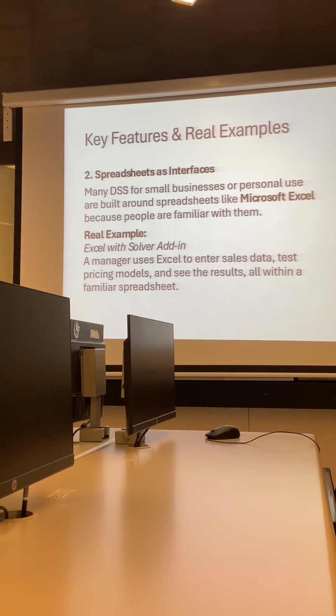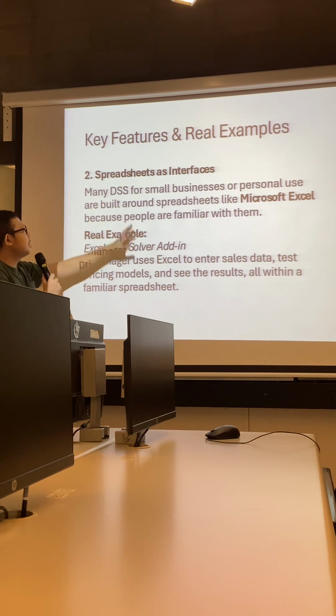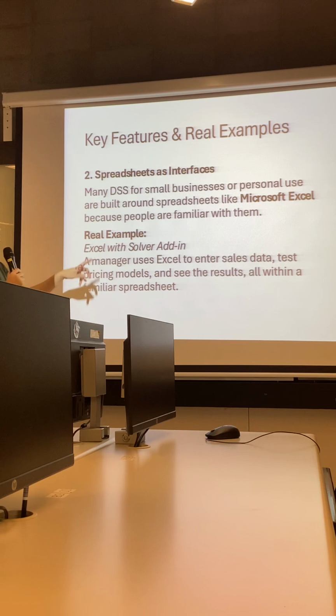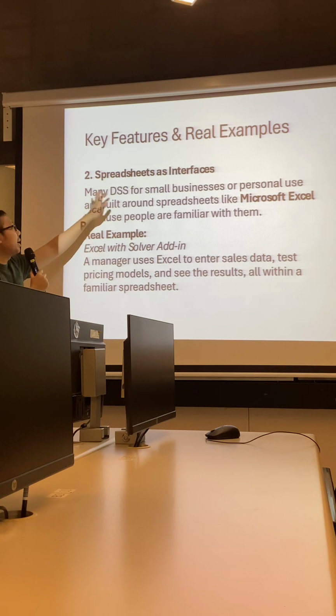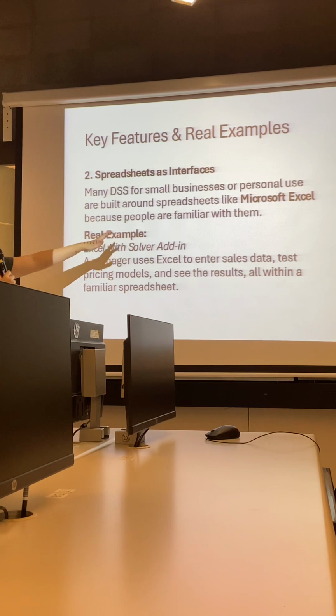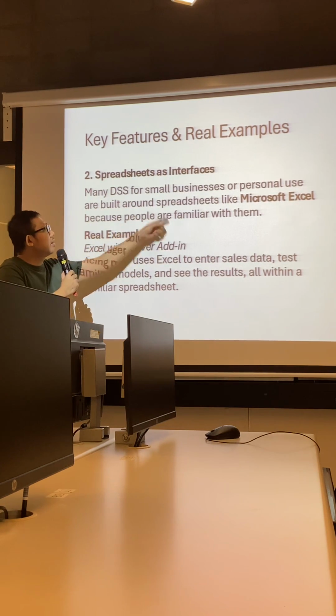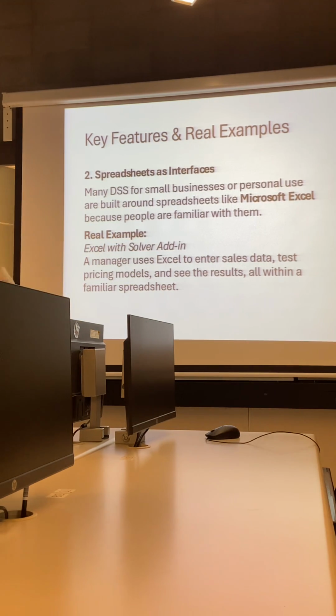Spreadsheet interface. Some DSS also use spreadsheets. A spreadsheet is like Excel, with a lot of rows and a lot of columns. So some DSS interfaces use columns and rows like Excel. Many DSS for small businesses or personal use are built around spreadsheets like Microsoft Excel. Not necessarily Microsoft Excel, but something that looks like it, because people are familiar with it.